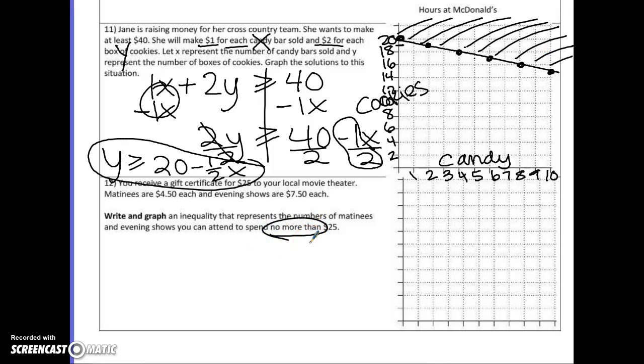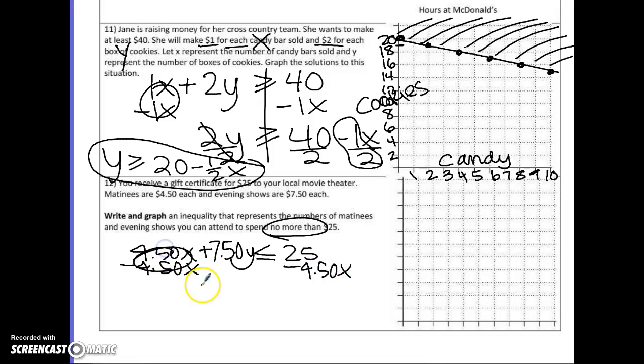$25. So if you can't be more than 25, you have to be less or equal to 25. And we got $4.50 for each matinee plus $7.50 for each evening show. So we're going to solve for y: minus 4.50x on both sides, and divide out 7.50 on everything.